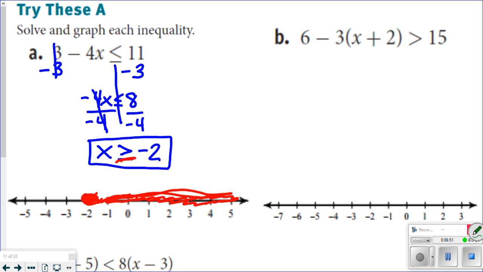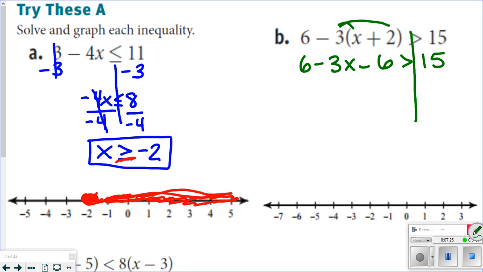Question B, we have parentheses here. So parentheses mean to multiply or distribute. So I need to do negative 3 times x. Negative 3 times x is negative 3x. Negative 3 times 2 is negative 6, greater than 15. Again, if it helps you to draw your line down, keep your two sides organized and separate, go for it.